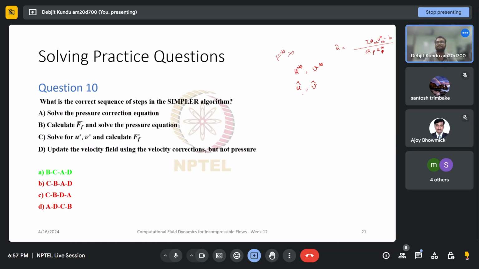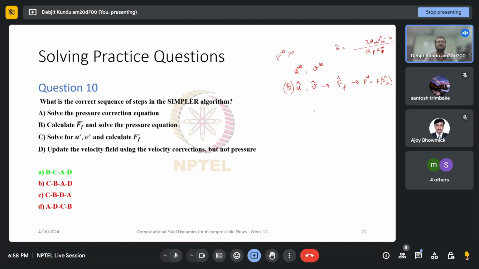So anyway, we find out these hat values and then we use them to find out FF hat. That would be our step B. And using this FF hat, we solve the pressure equation. P star is some function of FF hat. So this is step B, which is our first step.